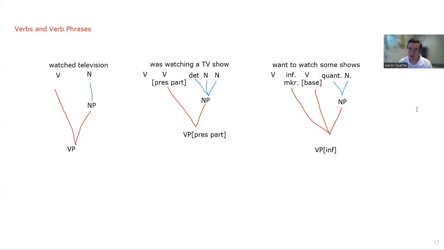Okay, so the first one's very easy. We just had a verb, and then the object of the verb was a noun phrase. So bam, verb, noun phrase, a verb phrase. The second two, there's a little extra step, right? If I have a present participle verb, I need a present participle verb phrase. So that's what you see there.